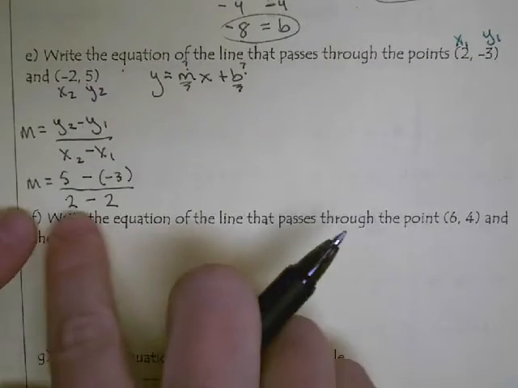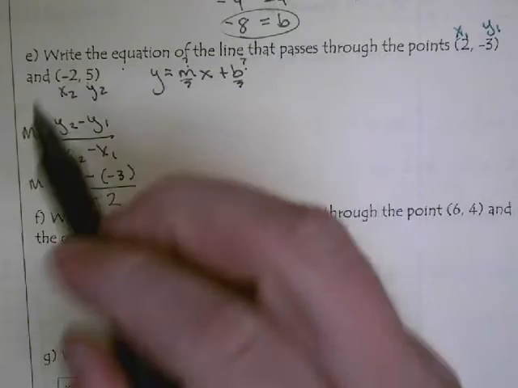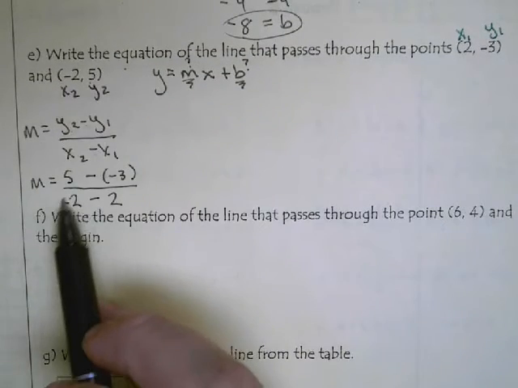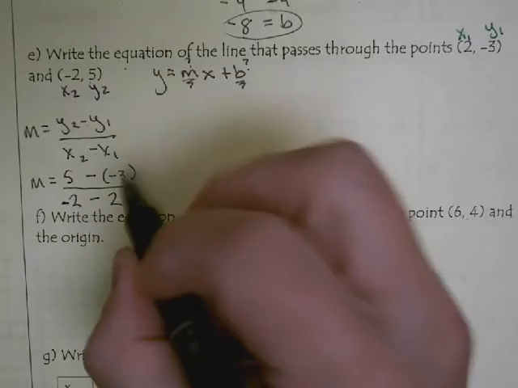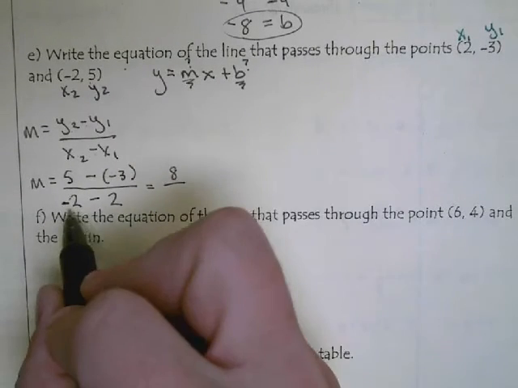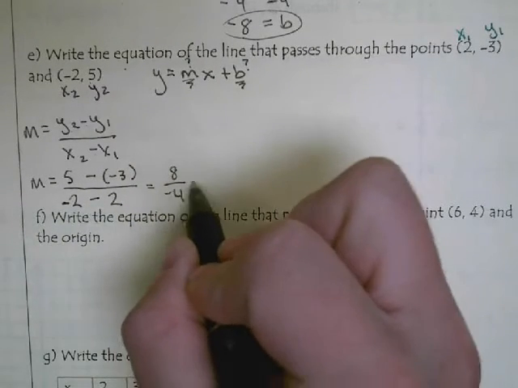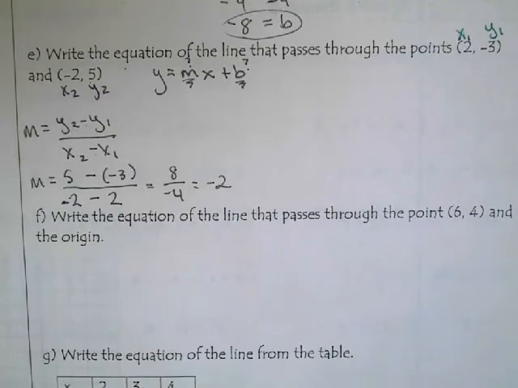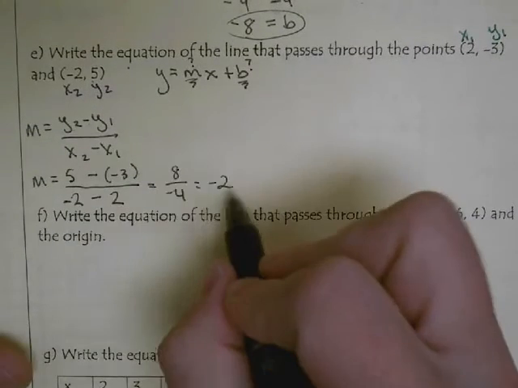Oh, did I mess up? x2 is negative 2. I'm sorry about that. So negative 2 minus 2 will equal 5 plus 3 is 8 over negative 2 minus 2 will be negative 4. Simplify and we'll get negative 2. If you want to put that over 1, we can.